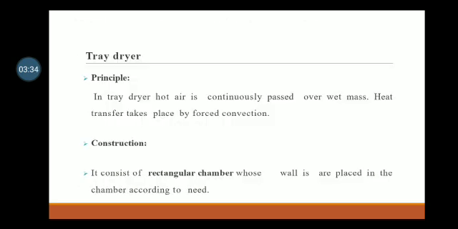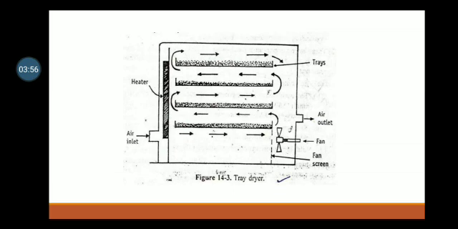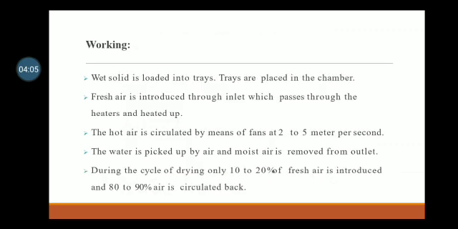Tray dryer. Principle: in tray dryer, hot air is continuously passed over the wet mass. Heat transfer takes place by forced convection. Construction: it consists of a rectangular chamber in which trays are placed according to need. This is the diagram of tray dryer, which consists of heater, here inlet, here outlet, trays, fan and fan screen.